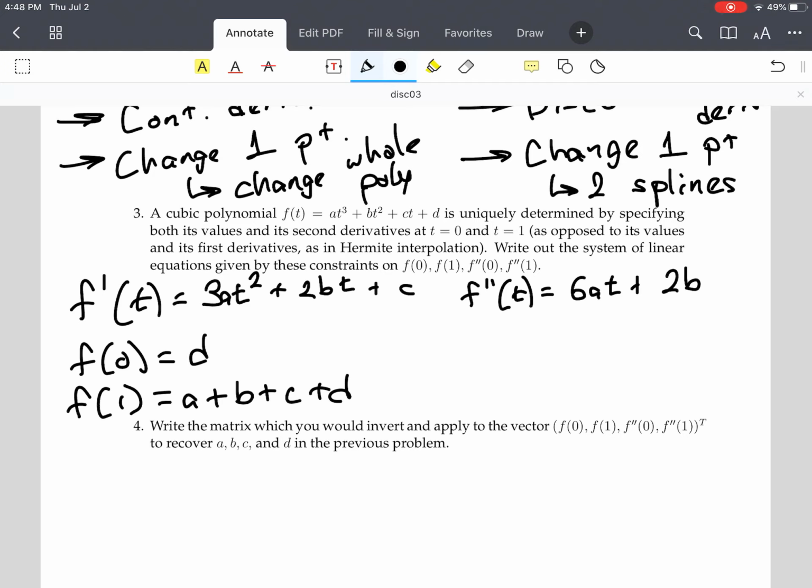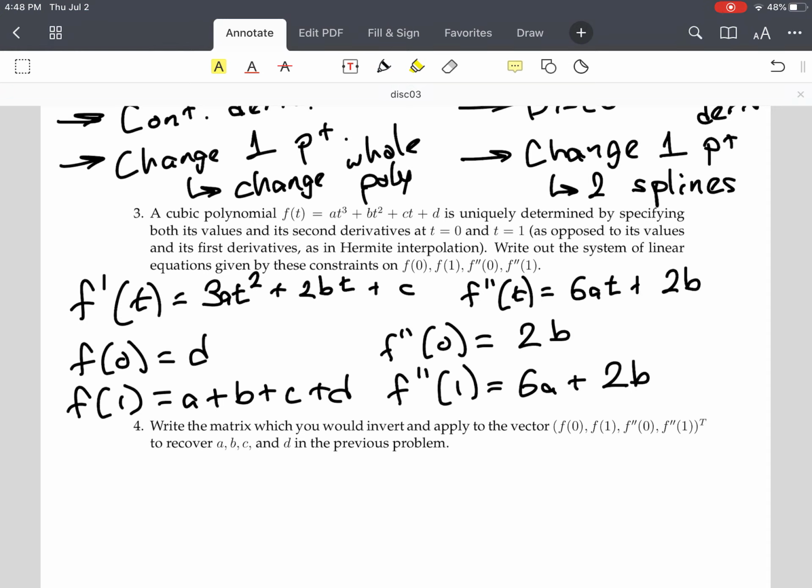Now let's look at the second derivative. So f double prime at 0. Well, we plug in 0, the first term disappears and we get 2b, right? And then f double prime at 1, we plug in 1, and so the first term becomes 6a, and the 2b stays the same. So there we go. These are our 4 equations. We have 4 unknowns, and we can solve.